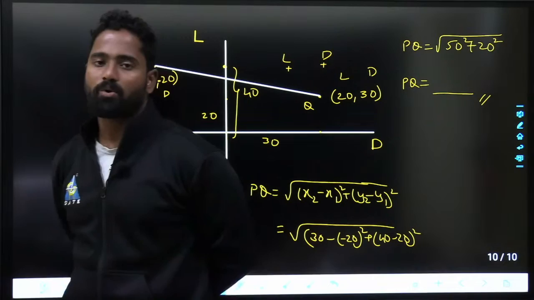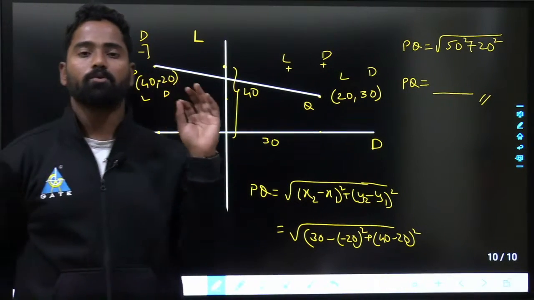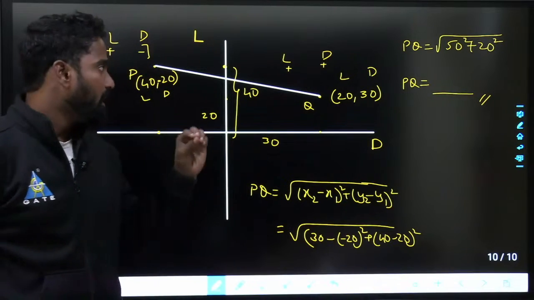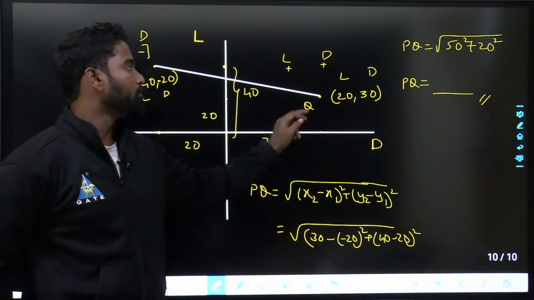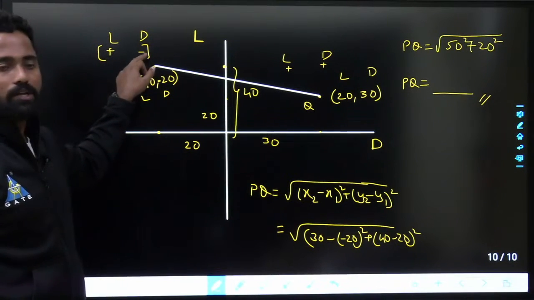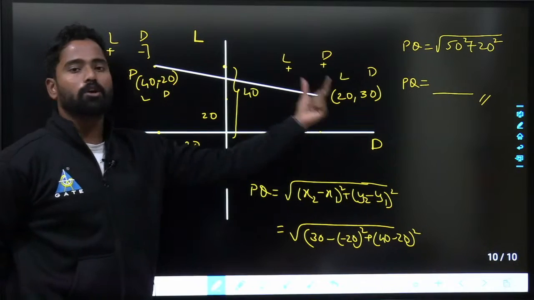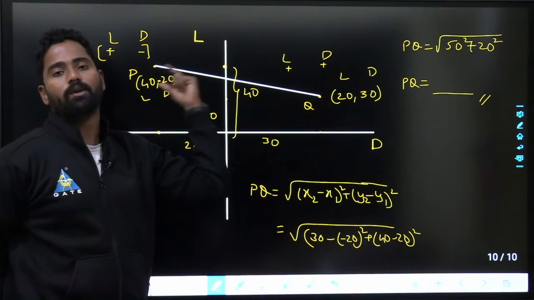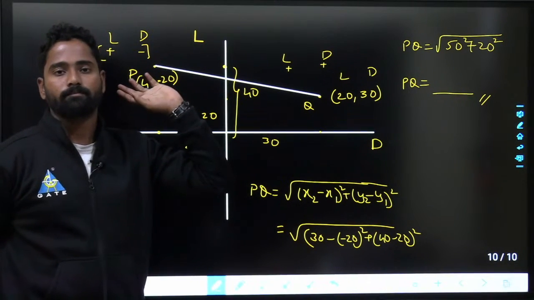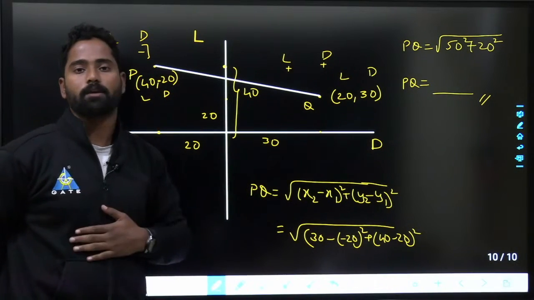This is how you are going to solve your question. Whatever the question in surveying, try to draw the figure. Analyze the things. Latitude positive, departure positive will be in the first quadrant. Latitude positive, departure negative will be in the fourth quadrant. Once you know the coordinates, you can calculate the length. This is how you are going to solve these types of questions.